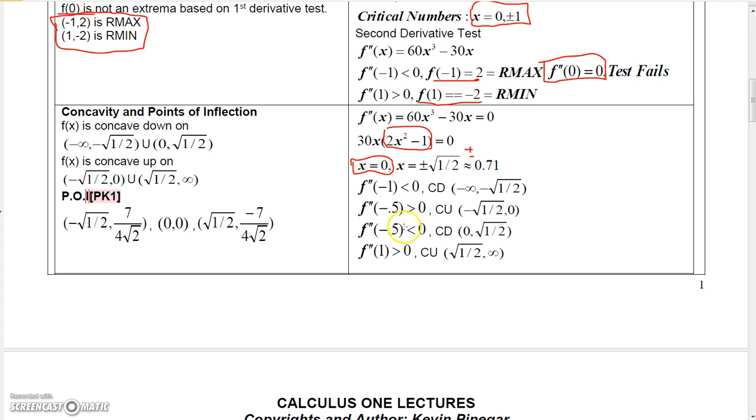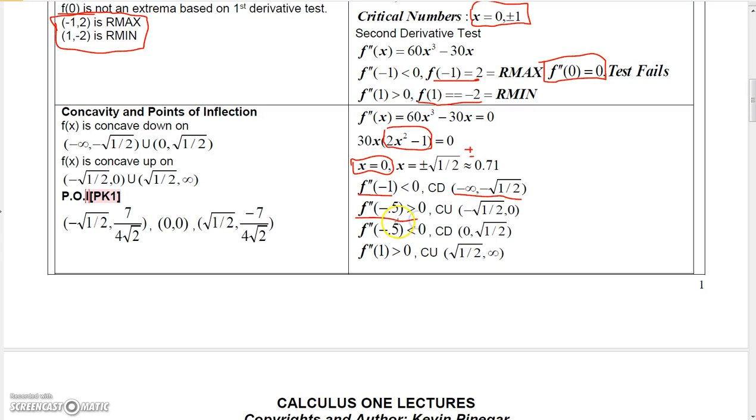So let's test, let's think about what would be less than negative 0.71. Negative 1. So the second derivative is negative to the left of negative 0.71, which is negative square root of a half. So we're concave down in that interval. Now, between negative 0.71 and 0, I have negative 0.5.